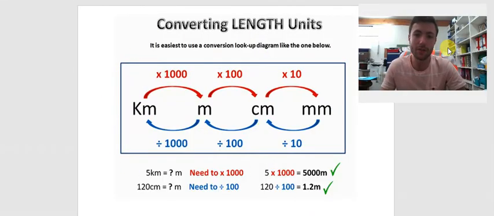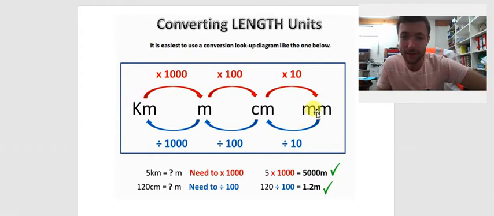So we've got converting lengths of units. Hopefully you should know that there are 10 millimeters in a centimeter, that there's 100 centimeters in a meter, and that there's 1,000 meters in a kilometer. So converting between those, we're just using those units. Kilometers to meters, we're timesing by 1,000. This is 1,000 of them. Meters to centimeters, timesing by 100. Centimeters to millimeters, timesing by 10.